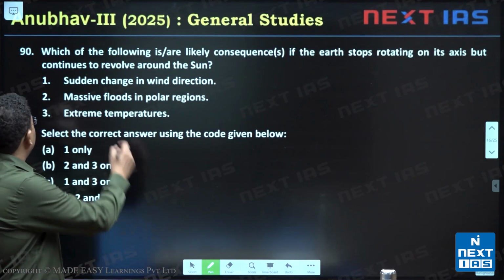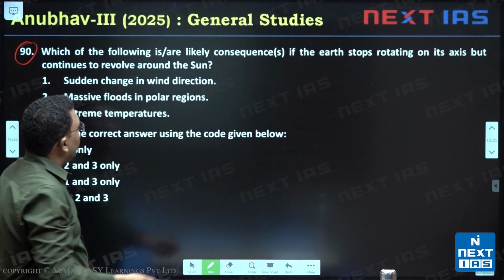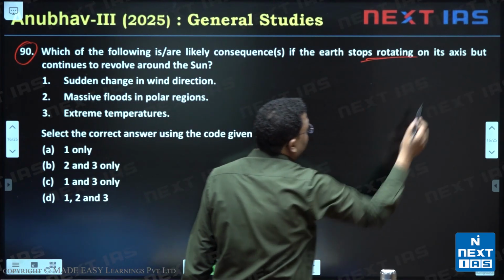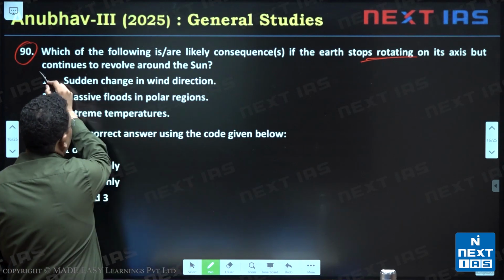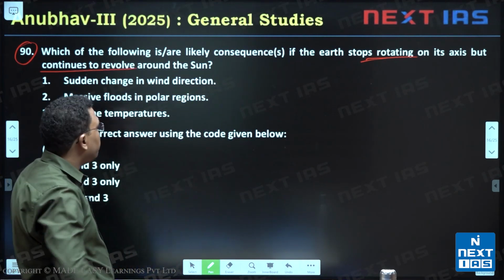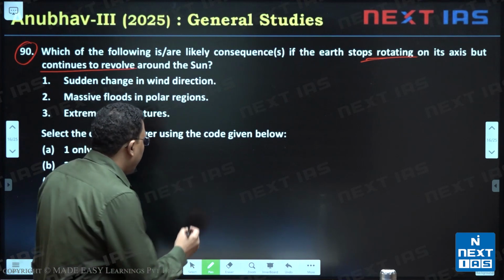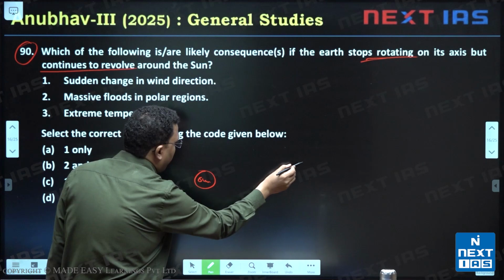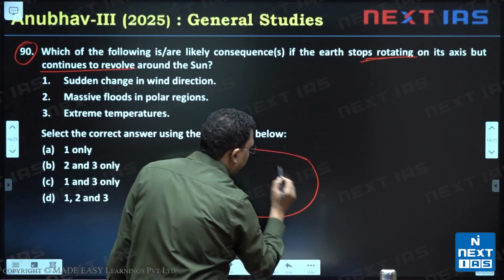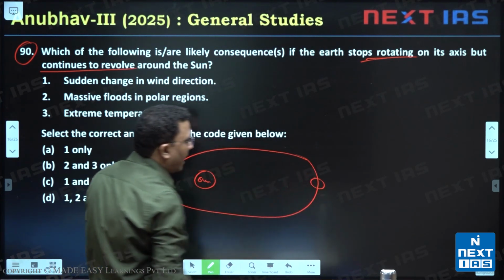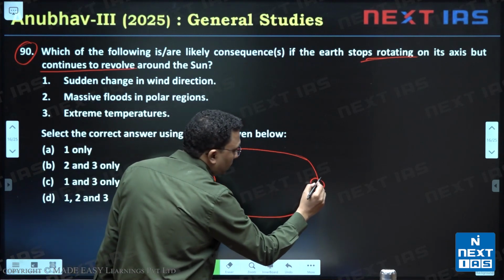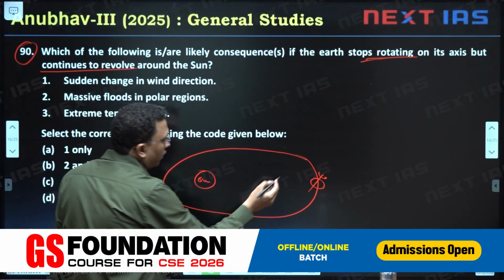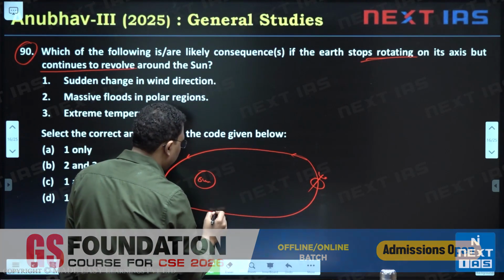Now let's move on to the next question, that is question 90. Which of the following are likely consequences if the earth stops rotating on its axis but continues to revolve around the sun, right? So as we all know that, let's say this is sun, this is our earth. So as we all know, our earth rotates on its axis, right, counterclockwise, that is from west to east, and also it revolves around the sun, right?